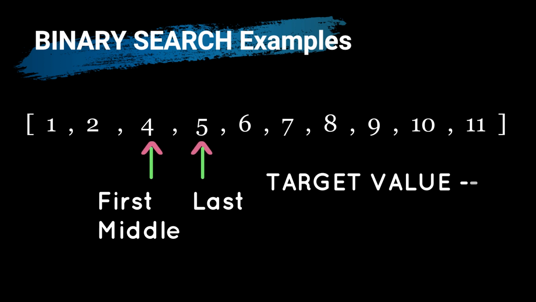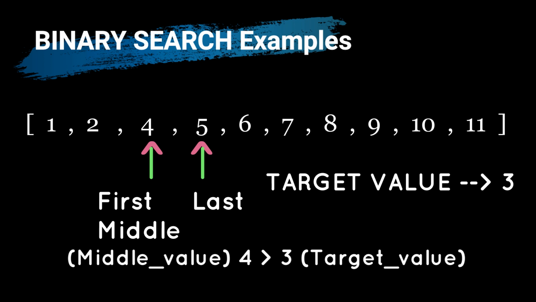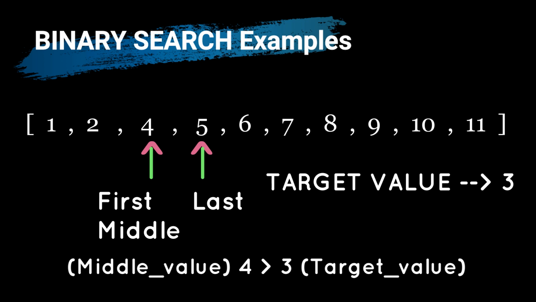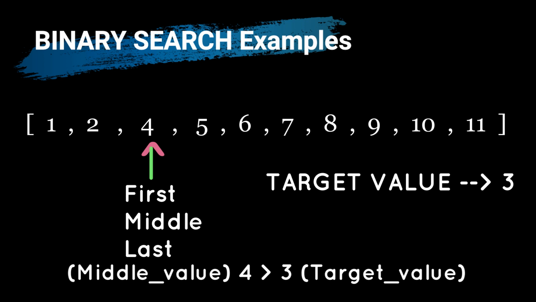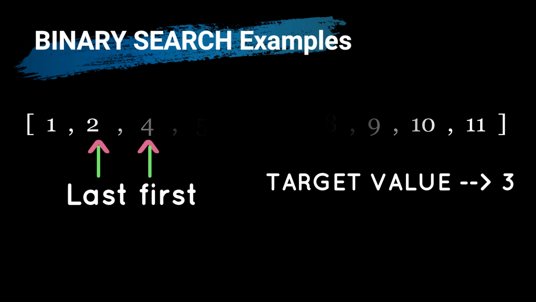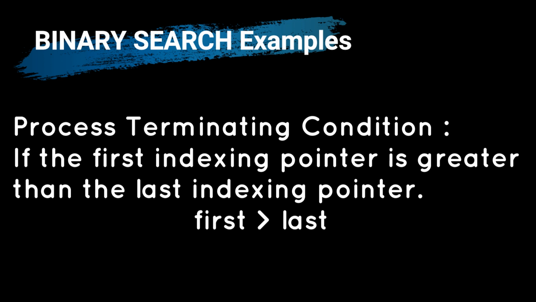Now our first indexing pointer is pointing to the 3rd element which is 4, and also the middle element is 4, again this time the middle is greater than the target value. Now again narrow the interval into the lower portion. Now our last indexing pointer is pointing to the 3rd element which is 4, and you can see that our first is already pointing to that element. If we perform the process one more time, then our last pointer will pass the first pointer, and that will be our condition for terminating the whole loop. If the first indexing pointer is greater than the last indexing pointer, then we will terminate our process.